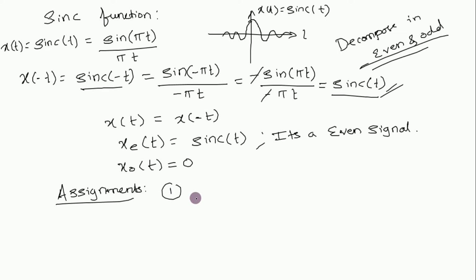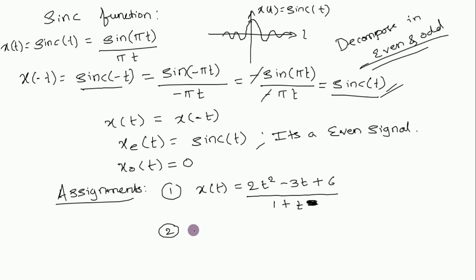First one, x of t is equal to (2t square minus 3t plus 6) divided by (1 plus t square), or 1 plus t. Just take it as 1 plus t. And the second one, x of t is e raised to jt. You know Euler's formula. By Euler's formula, I can write it as cos t plus j sin t. That's the second one.